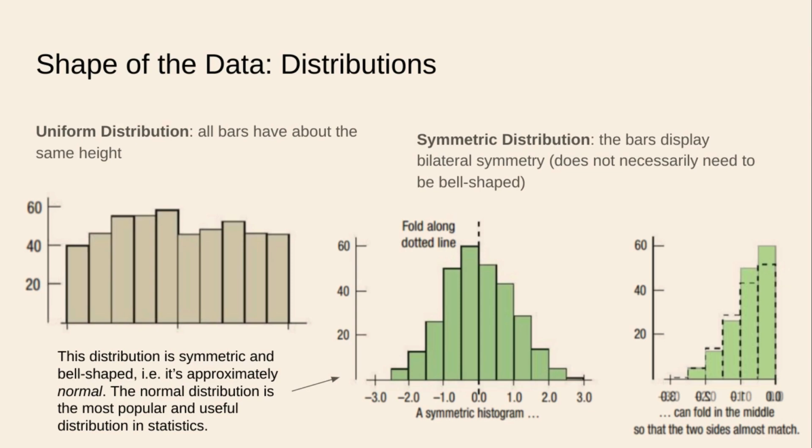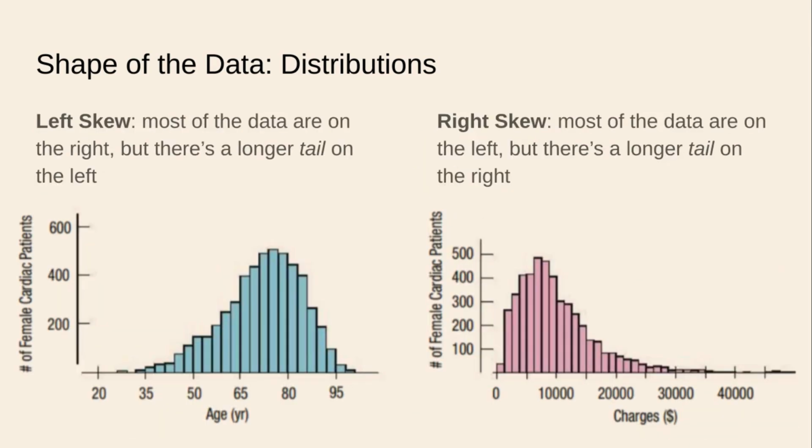This distribution is symmetric and bell-shaped. In other words, it is approximately normal. That's that normal distribution I was talking about. The normal distribution, as I said, is the most popular and useful distribution in statistics and debatably in all of mathematics.